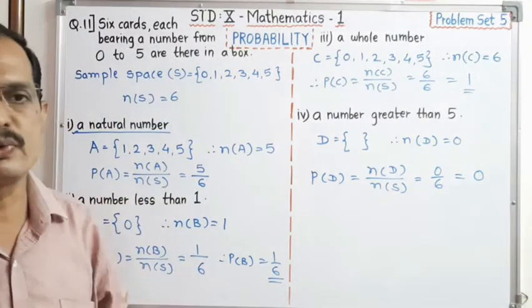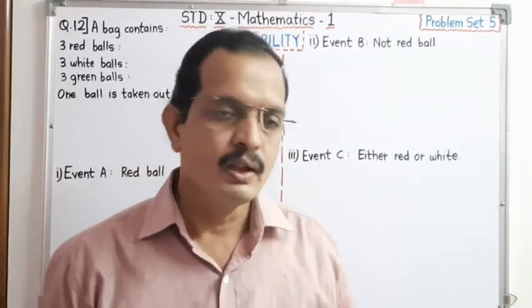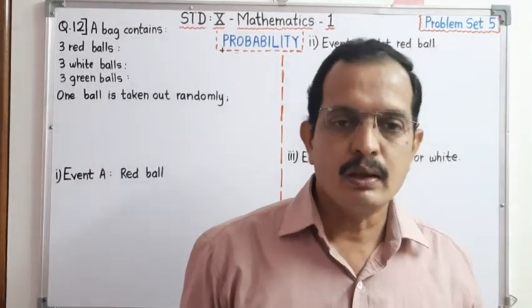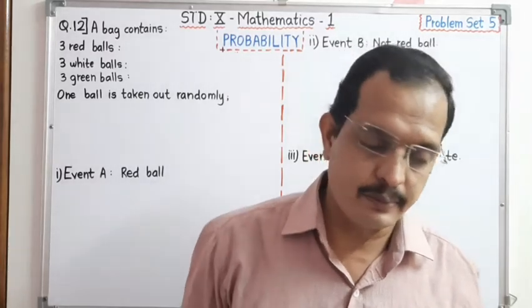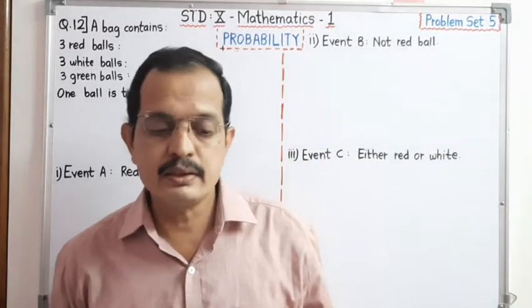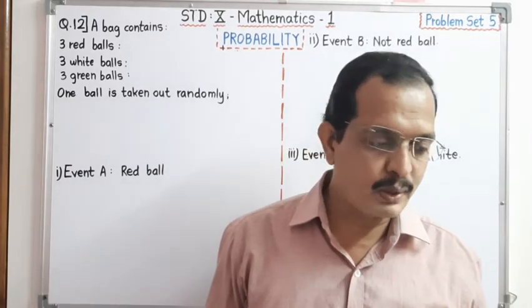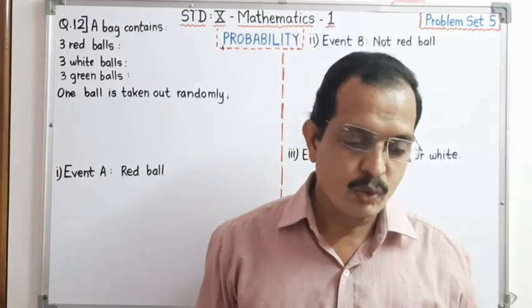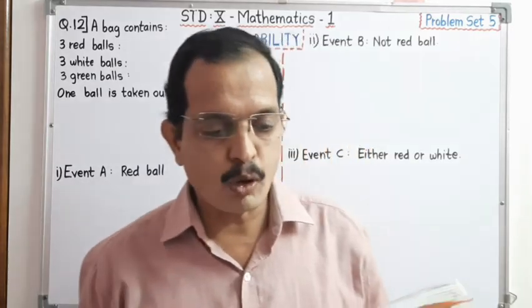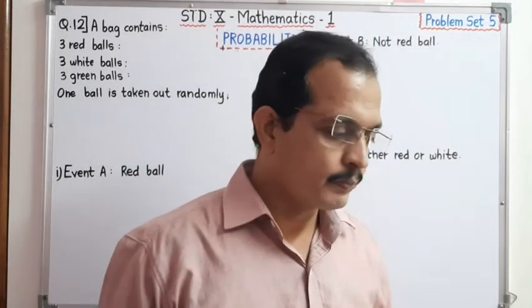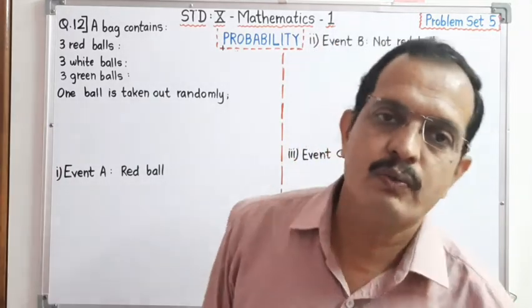Now we have to start with the second sum. Dear student, see the next sum, that is the 12th one. A bag contains 3 red, 3 white and 3 green balls. One ball is taken out of the bag at random. What is the probability that the ball drawn is red, not red, and either red or white?